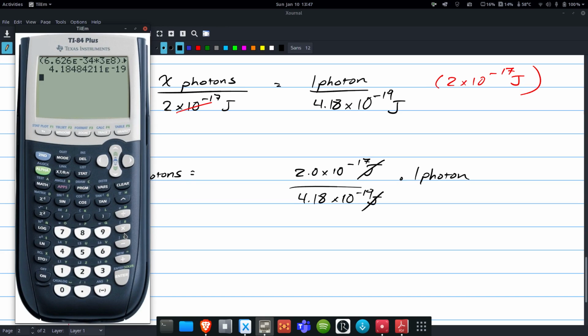So this is going to give us our answer. We have 2 EE negative 17 divided by 4.18 EE negative 19, and you're going to get about 47.79. Anytime you have a decimal point, even if it's like 0.01 or 0.001, because you're talking about particles, you just round up. It doesn't need to be the 0.5 rule, because you don't have partial photons.